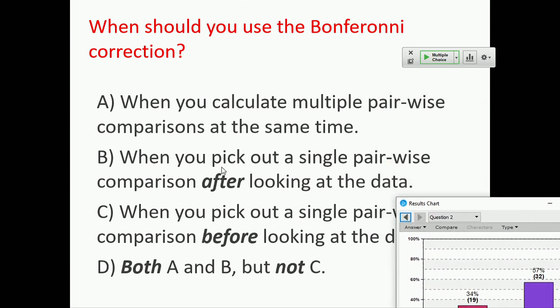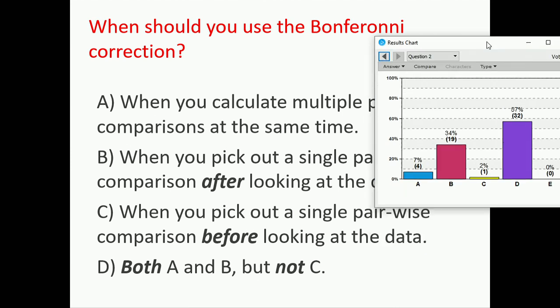This is certainly true. When you pick out a single, it's called post hoc comparisons, you have to use the Bonferroni. But you also have to do it when you calculate, you probably just didn't notice this, 10 at the same time, or multiple pairwise comparisons at the same time. So for sure, this is true, and I'm very glad people chose that B, but that's good.